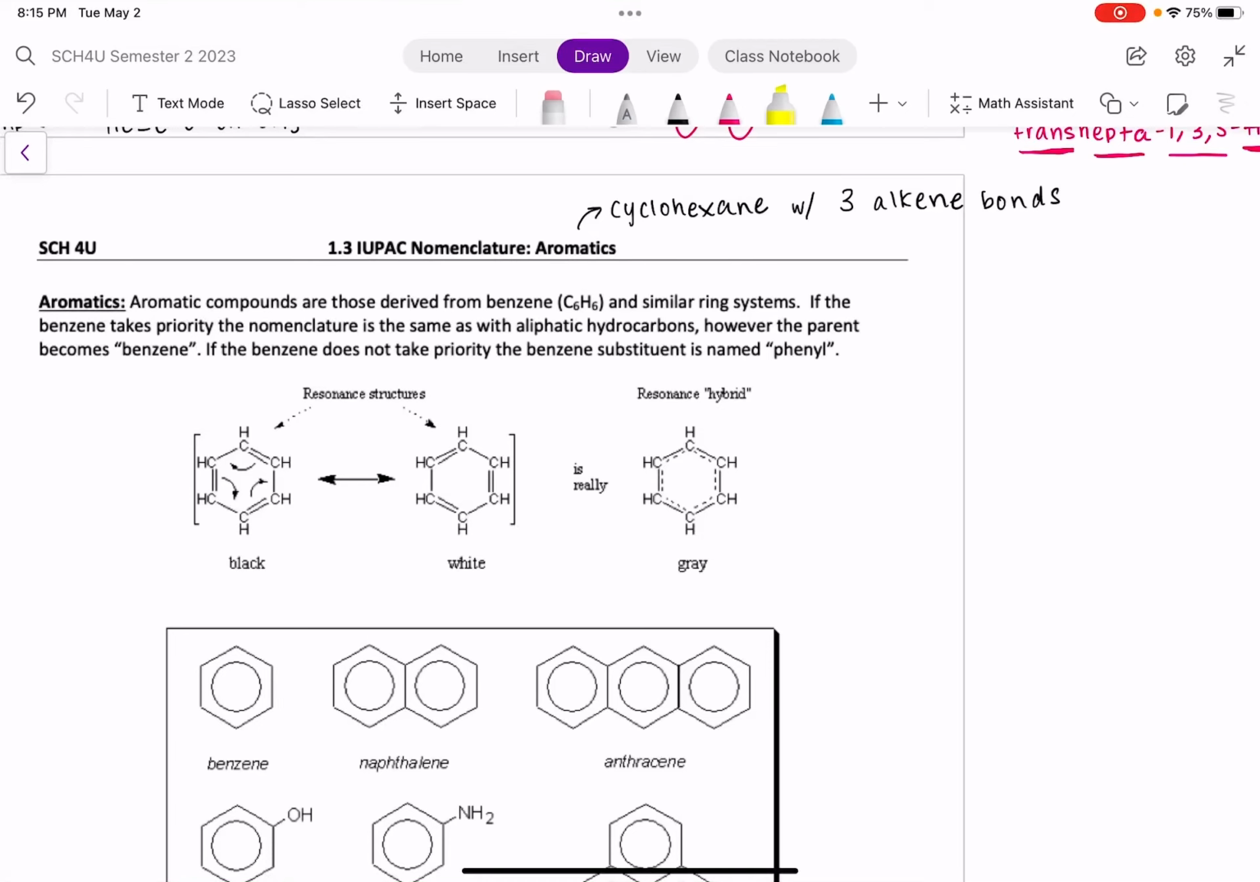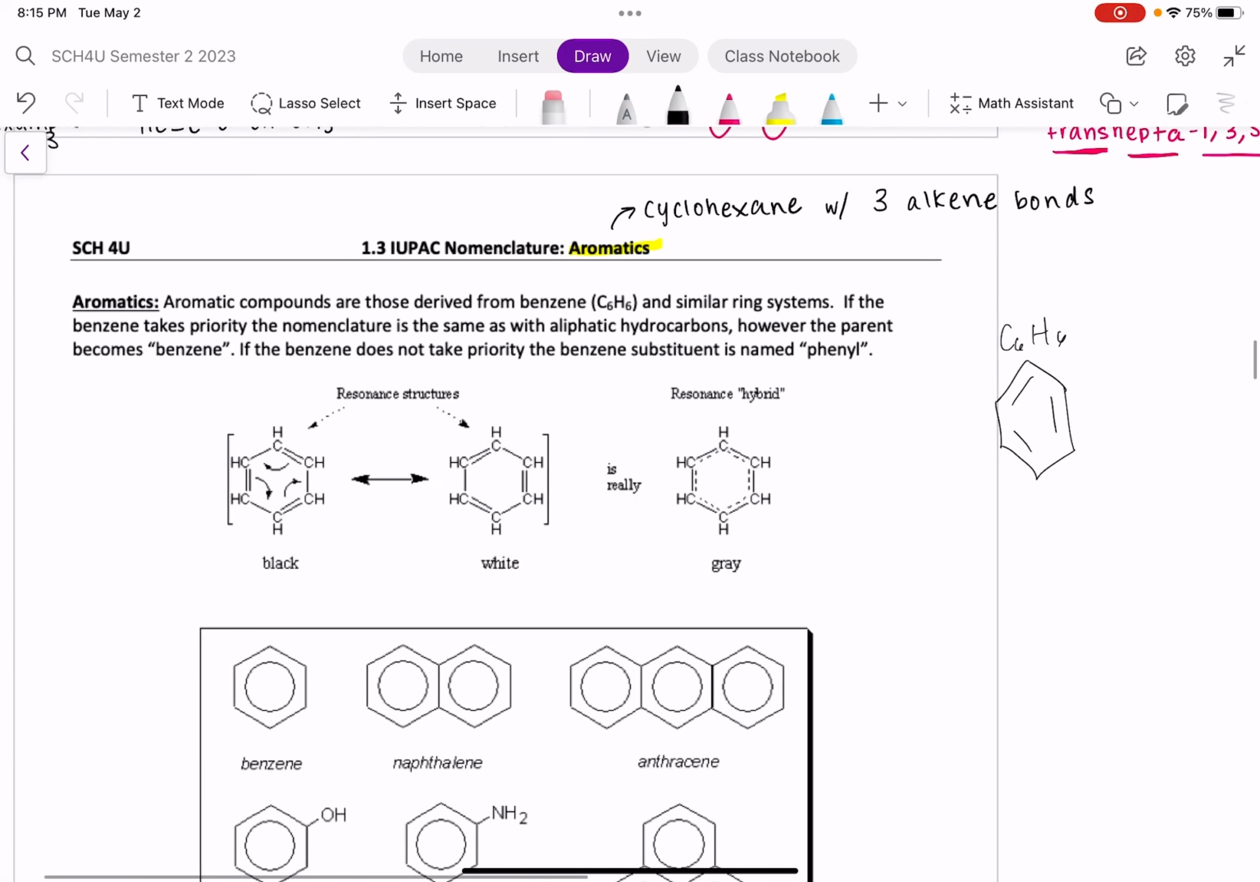So today we're going to be taking a look at how to name these compounds called aromatic compounds. Aromatic compounds are derived from the molecular formula C6H6, also known as the benzene ring. And the benzene ring looks like a cyclohexane. However, there are 3 double bonds around your cyclohexane.